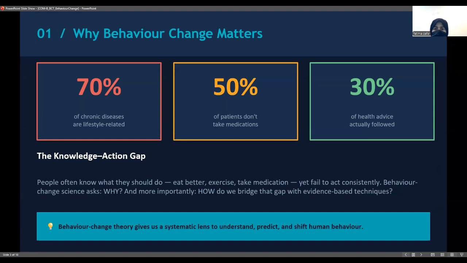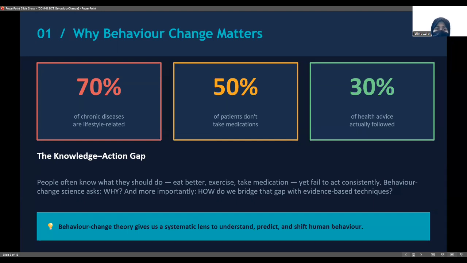First of all, let me show that. 70% of chronic diseases are lifestyle related. 50% of patients don't take their medications. 30% of health advice is actually followed. So what does this scenario mean?